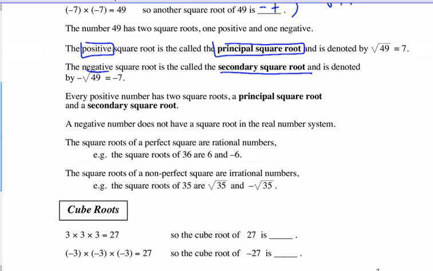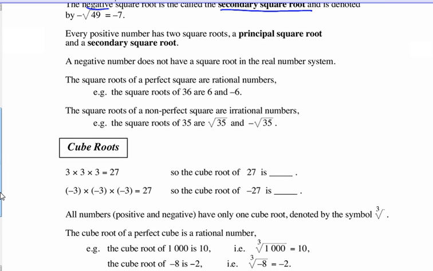The square roots of a perfect square are rational numbers. So the square roots of 36 are 6 and negative 6. The square roots of non-perfect squares are irrational numbers. Remember, irrational means you cannot write it as a fraction. So all square roots that don't give us a whole number or an integer when we take the square root are irrational.